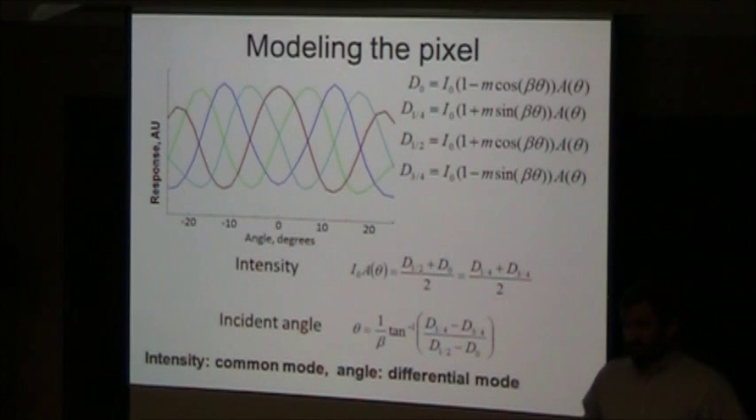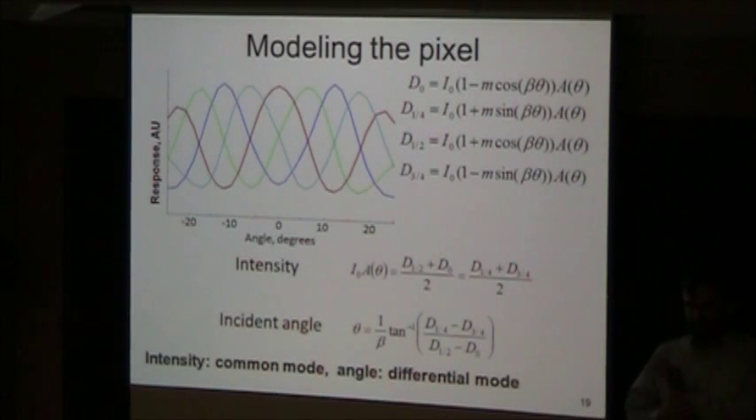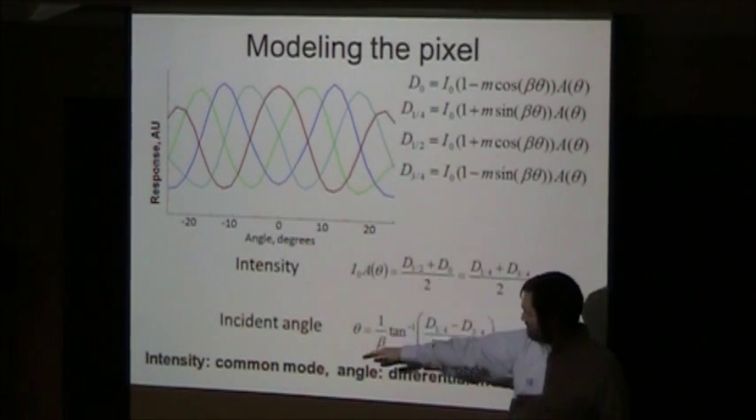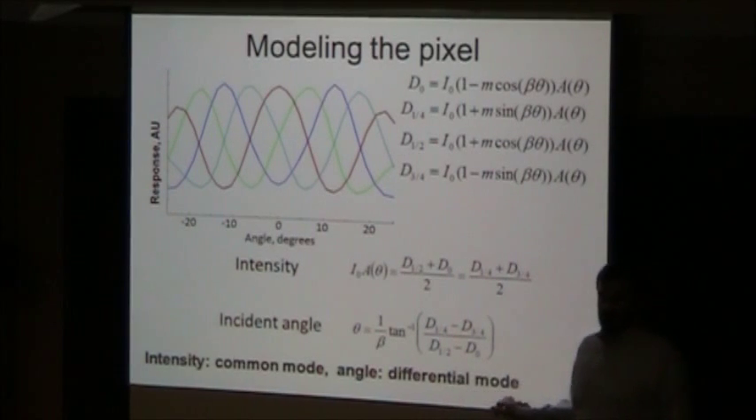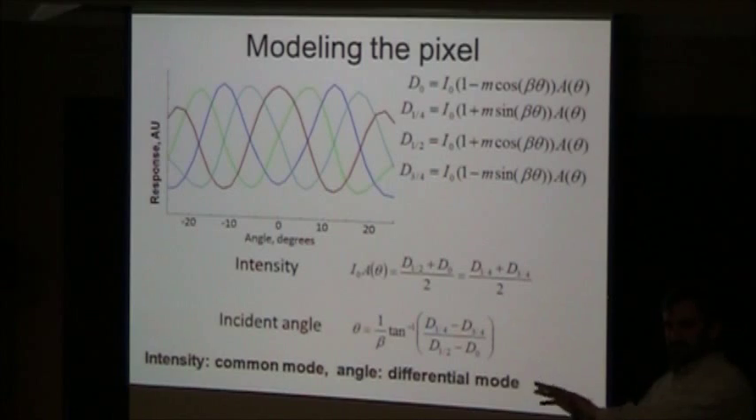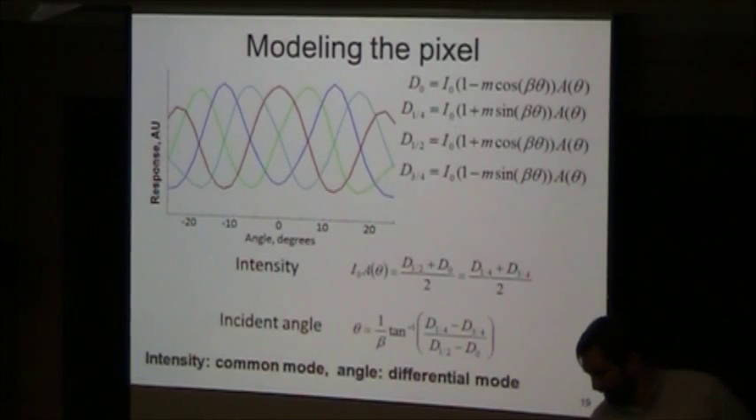Okay, and if you're a circuits person, I don't know if there's any real circuits nerds in the room. I'm a circuits nerd. In circuits nerd language, what we're saying is we would describe the intensity as the common mode signal, and the angle is being decoded in differential mode signals. So it's very easy to implement analog circuitry after this that encodes the information that way.